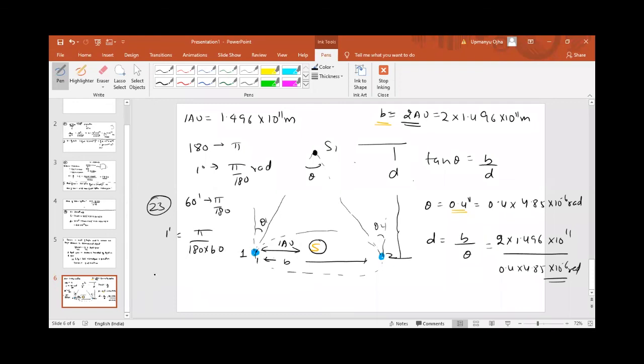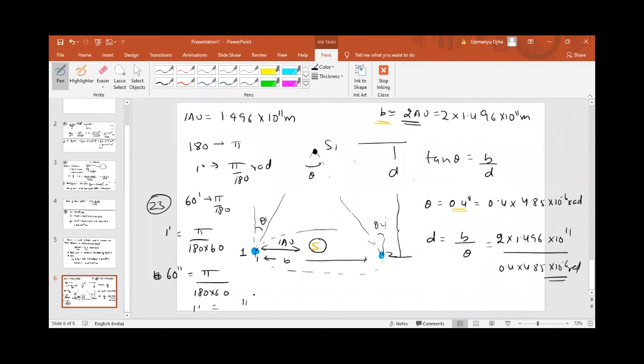And what is 1 second? 1 minute is equal to 60 seconds. So we can write 60 seconds is equal to pi by 180 into 60. So 1 second would be equal to pi by 180 into 60 into 60. Okay, so this theta is given as 0.4 seconds, so 0.4 into this value will come. If you solve this for 1 second, you will get the value as 4.85 into 10 to the power minus 6 radians. So theta will be equal to 0.4 into 4.85 into 10 to the power minus 6 radians.